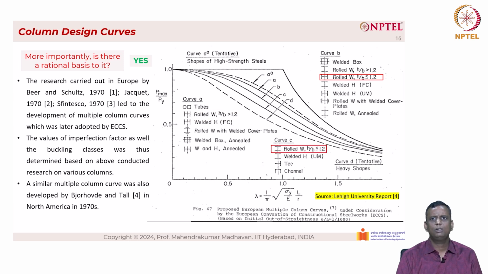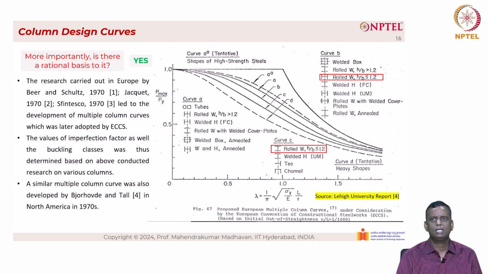Next, let's talk about curve B and curve C. Here we have rolled W, H by B less than 1.2. In curve C, we have rolled W, H by B less than 1.2. Both of them are the same. Again, in curve B, it is buckling about major axis, whereas in curve C, it is buckling about minor axis.